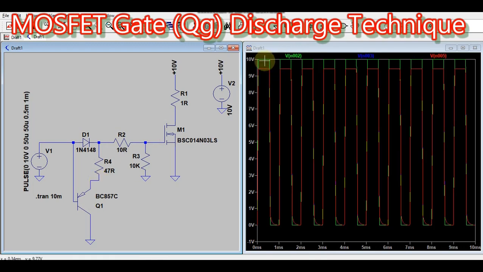That means if your input at the anode is higher, you will see a high voltage across the emitter, and if your anode is lower, you can see a low voltage at the emitter. If you see low voltage, that means this Q1 gets turned on, and only then will you see the low voltage here. Okay, I hope you understand the gate charge discharge technique.